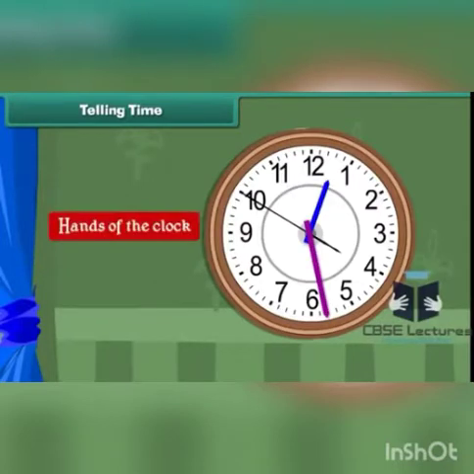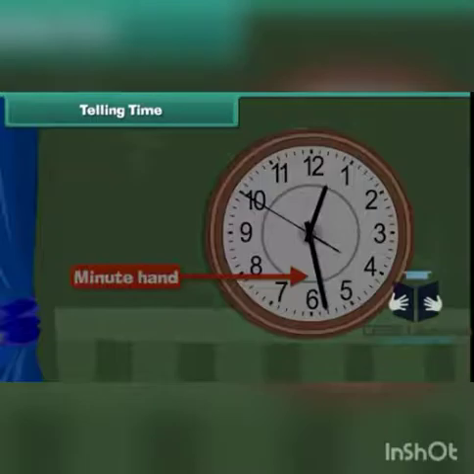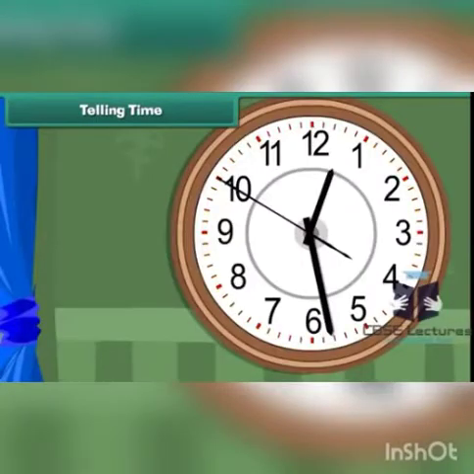They are the hands of the clock. The shorter hand indicates hours. It's called the hour hand. The longer hand indicates minutes. It's called the minute hand.